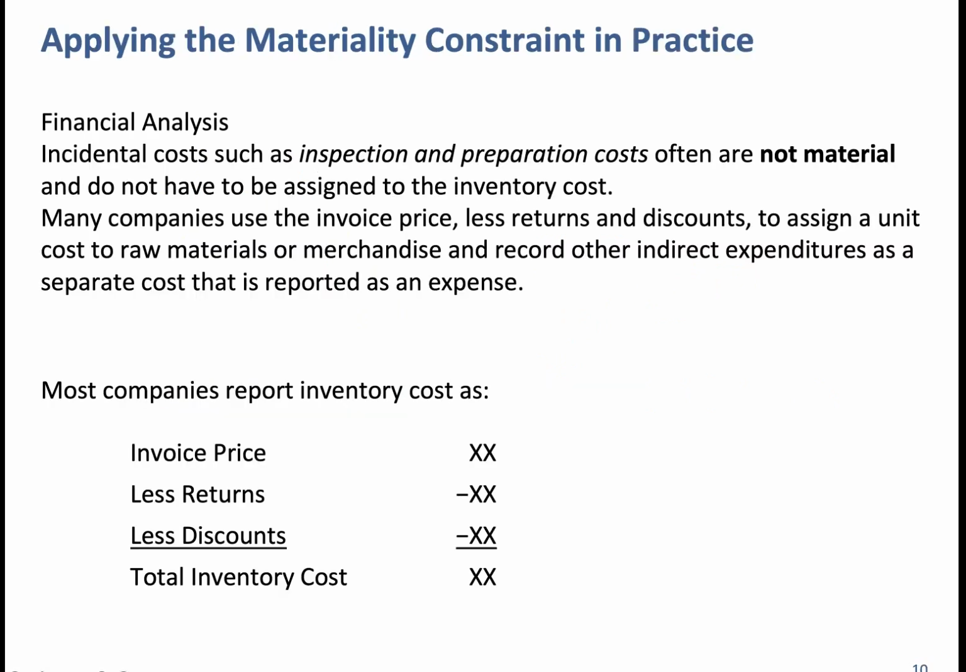So when that happens, if the cost is very small, we call that not material. If it's not material, we would just omit that and not assign those to the inventory cost. So you may see some companies ignore the inspection and preparation costs. It's potentially because those costs are not material.